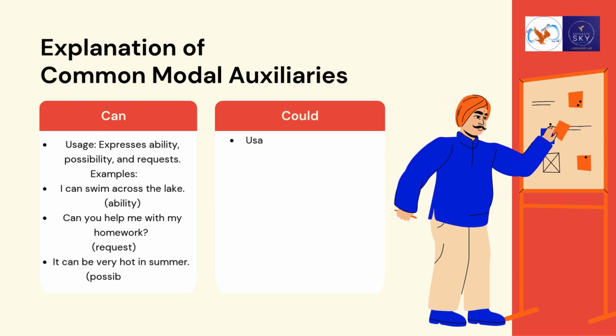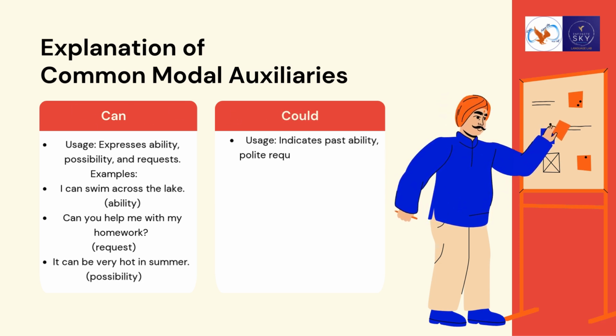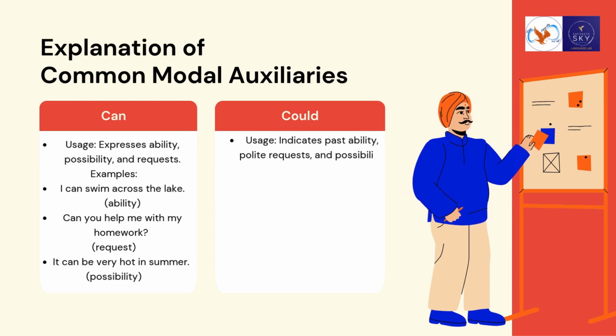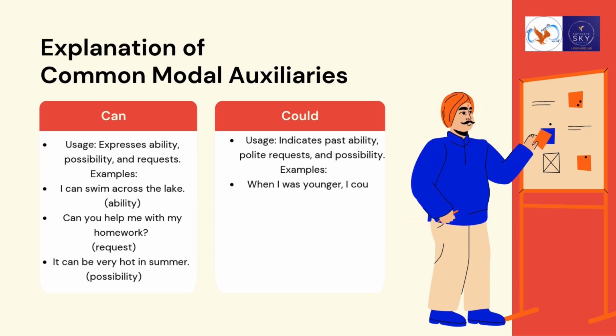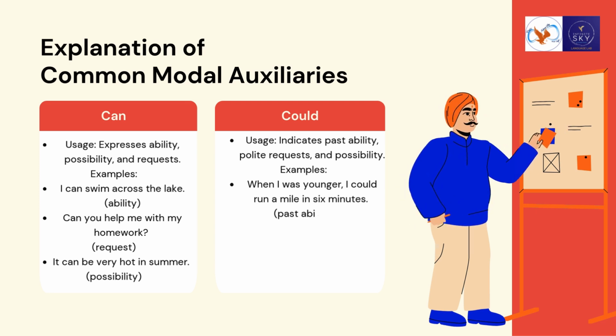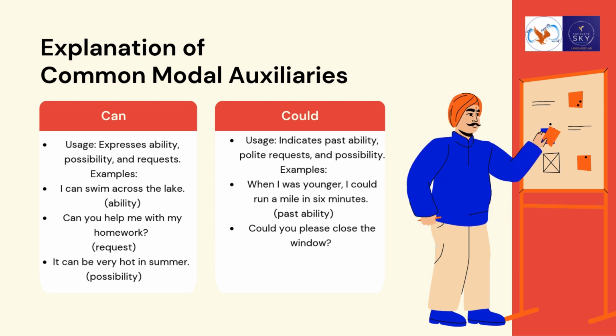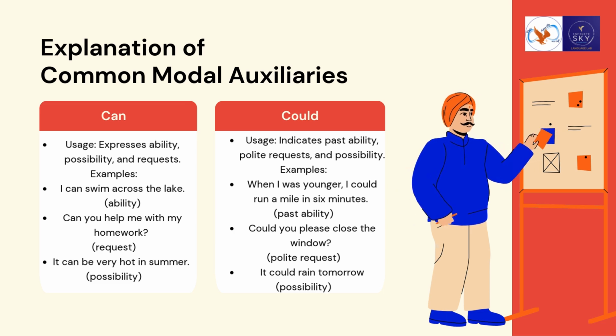Moving on to could. Could is the past form of can, but it's also used for polite requests or to talk about possibilities. For example, when I was younger, I could run a mile in 6 minutes shows past ability. Could you please close the window? Shows a polite request. It could rain tomorrow expresses possibility.